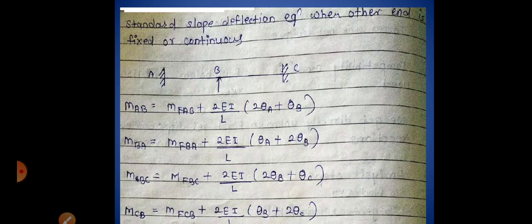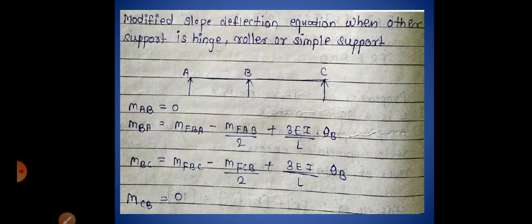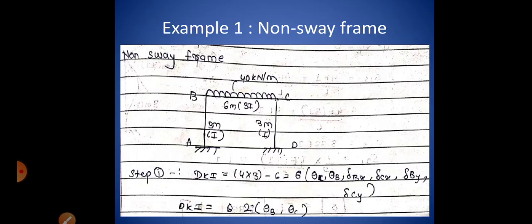So we have already discussed the standard slope deflection equation when the other end is fixed or continuous, and this is the second set, the modified slope deflection equation when the other support is hinged, roller or simple support. So we will go to example 1, non-sway frame.